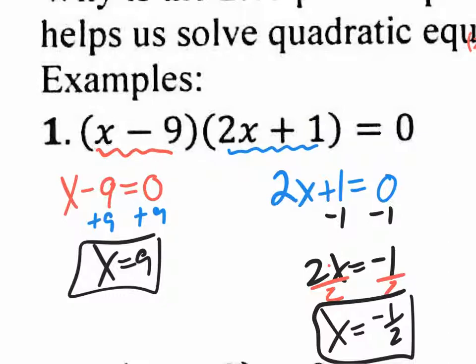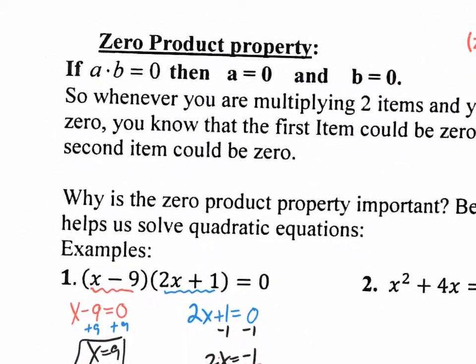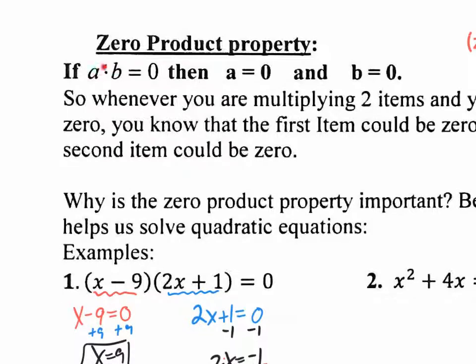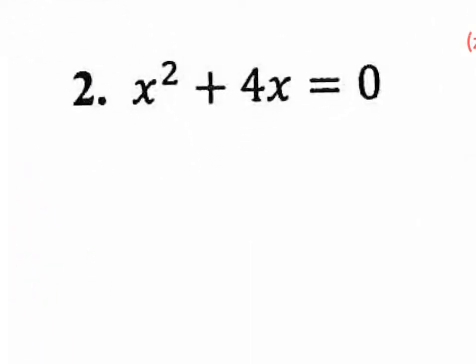So the zero product property allows you to take a complicated looking equation and create two simple equations. If you have a times b equals 0, then a could be equal to 0 and b could be equal to 0. Those are your two simple equations. Over here on number 2, I cannot apply the zero product property yet. Why? Because I am not multiplying two things to give me 0. I'm actually adding. That doesn't make sense. I need zero product property. I need it to be multiplication.